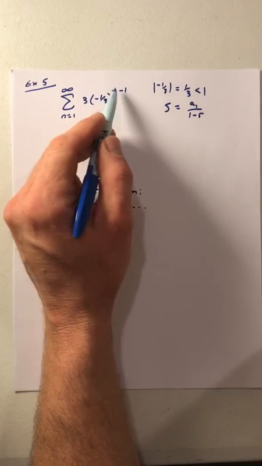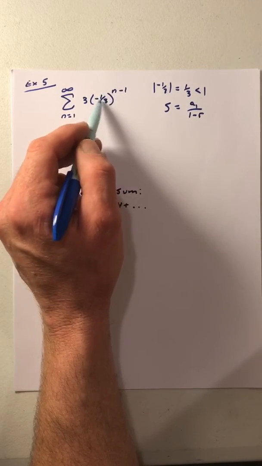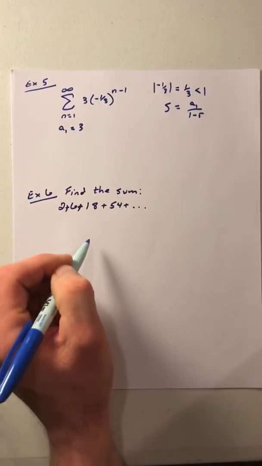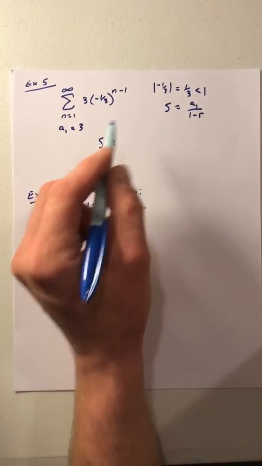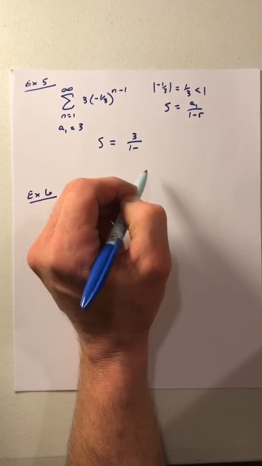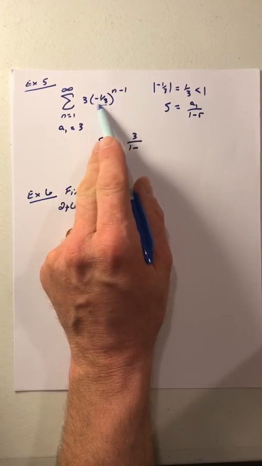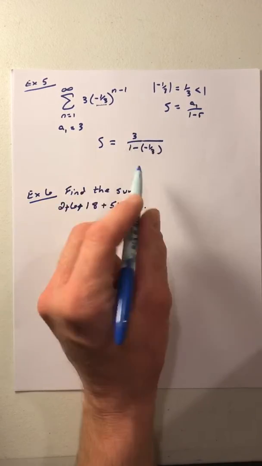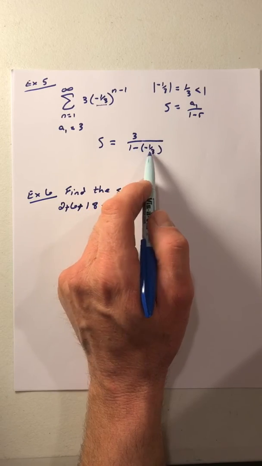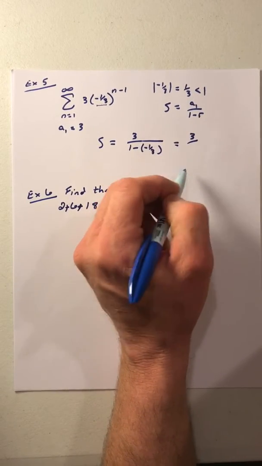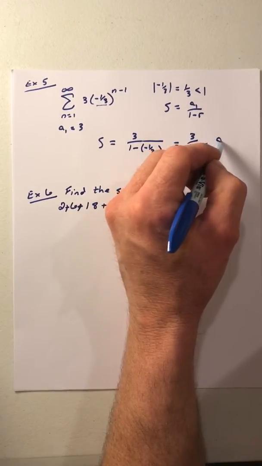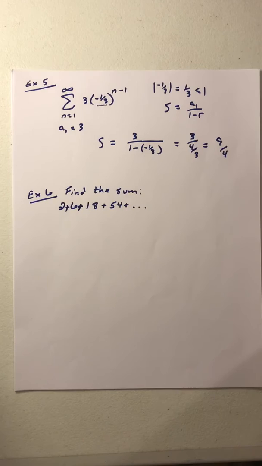If I plug in 1, 1 minus 1 gives me 0. Anything to the 0 power is 1. So I know my first term is 3. So my summation is going to be 3 divided by 1 minus my r value, that ratio of negative 1/3. So I have 3 divided by 1 minus negative 1/3, or 3 divided by 4/3. And 3 divided by 4/3 gives me 9/4. And that's going to be the summation of those values.